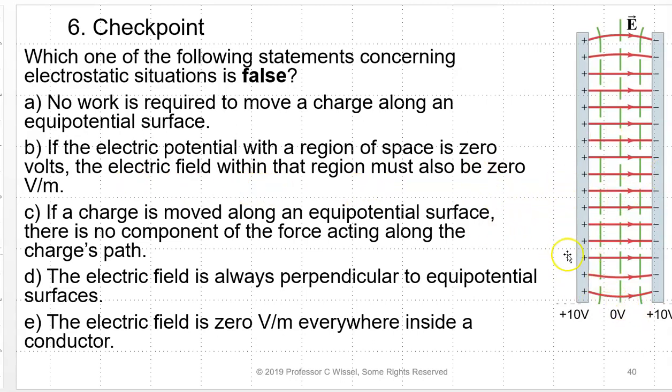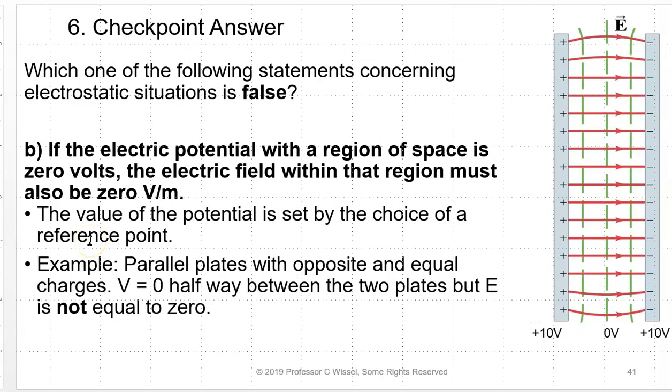Here's a parallel plate capacitor, positive 10 volts, negative 10 volts. The electric field is definitely not 0. The potential in the center is 0. If a charge is moved along an equipotential surface, there is no component of the force acting along the charge's path. That one's true. The electric field is always perpendicular to the equipotential surfaces. That's always true. The electric field is 0 volts per meter everywhere inside a conductor. That's true. So the false one is B. And also we have to remember the value of the potential is set by choice of reference point.